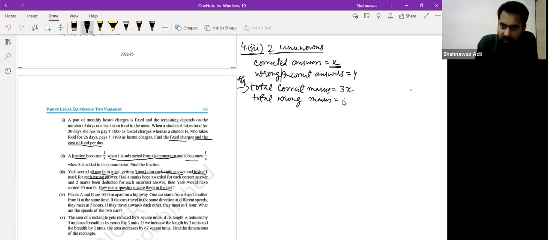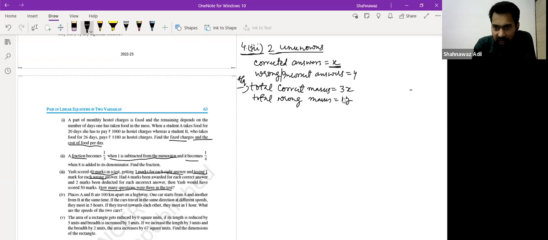Wrong answers. So one wrong answer gives minus 1, so minus 1 into y, right? Because it's losing, so it will be minus 1y. So total marks will be total correct marks minus total wrong, right? Okay, so you are correct.